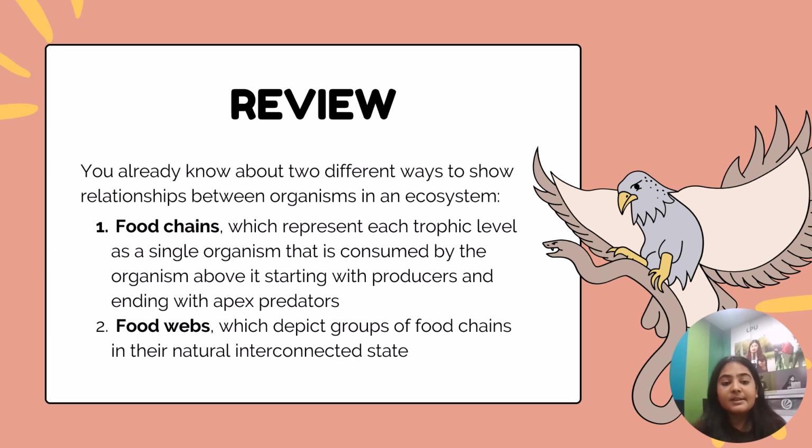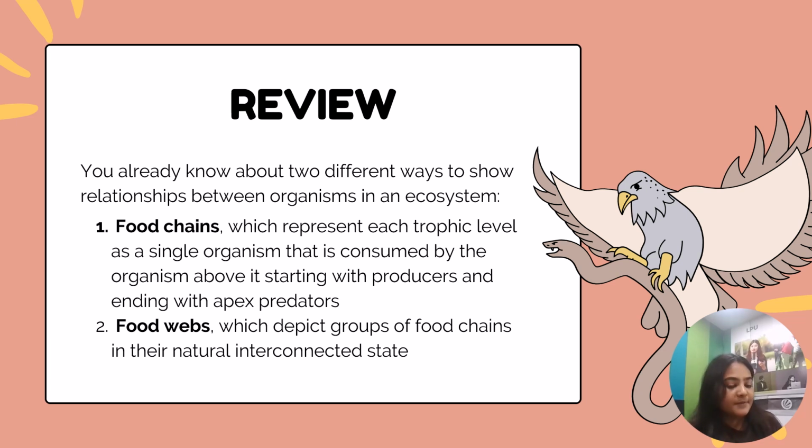So food chain is a kind of chain which represents each trophic level as a single organism that is consumed by the organisms above it, starting with producers and ending with apex predators. So in food chain, there is a single line. At the starting of the chain, there is one producer, and towards the end, there are the predators.